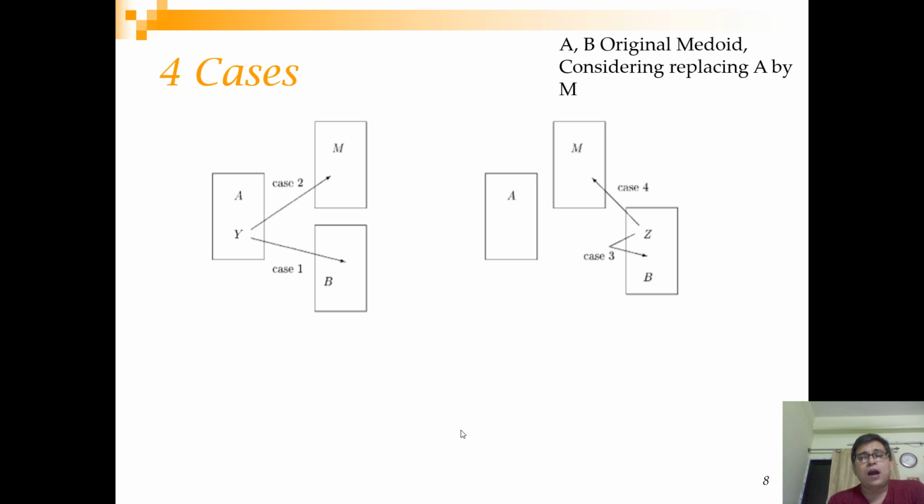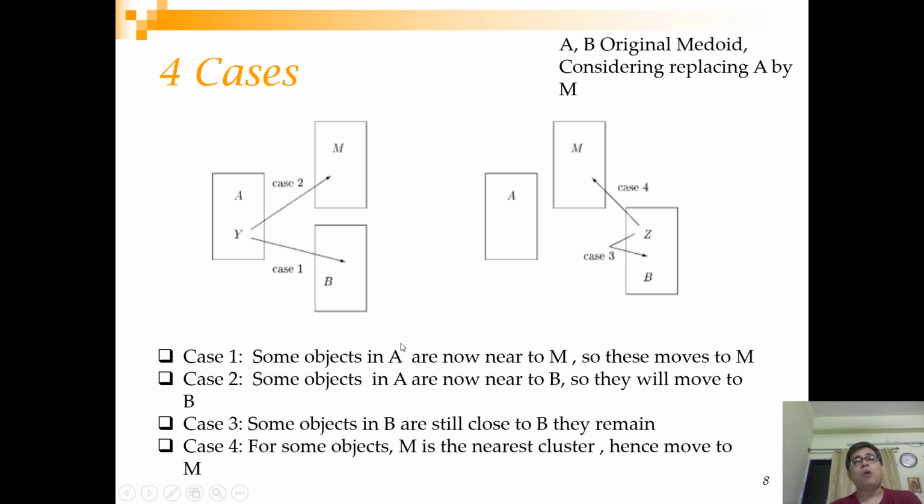Now to look at this more carefully, there are 4 cases that can be possible when there is a probable swap. The scenario is that A and B are your original medoids and you are considering whether you will replace A by M. If you replace A by M, what happens to the remaining points? That is what we are going to discuss. Case 1 is that some objects in A, that means some objects in the cluster denoted by the medoid A, are now near to M. Between B and M, they are nearer to M, so they will move to M. So this is case 1.